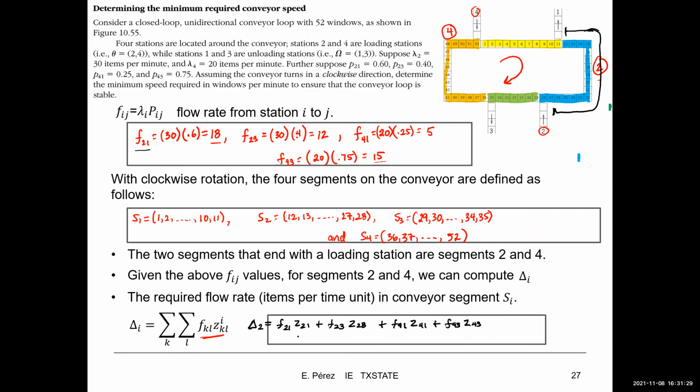So Z21 is 0 because you are not using that segment. 2,3, you're going from this point to this point. So this Z value is also 0. 4 to 1, you're going from here to here. This is also 0. And 4 to 3, you're getting from here to here. So in this case, this is equal to 1.